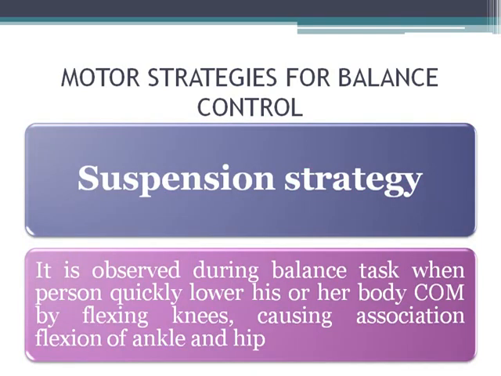Now third one is the suspension strategy. So it is observed during the balance task when the person quickly lowers his or her body center of mass by flexing knees, causing associated flexion of ankle and hip. So whenever we are losing our balance, at that time the suspension strategy works through flexing our knees. Simultaneously, ankle and hip are also in flexion position.